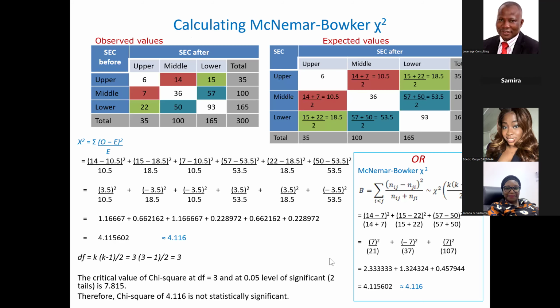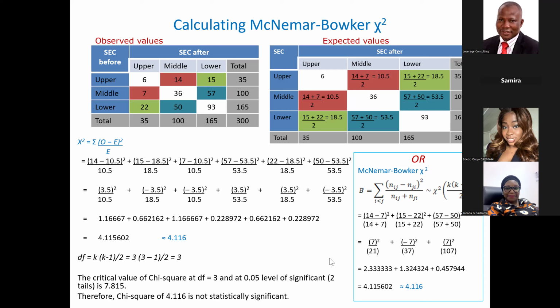Look at them. The first, and they are arranged in pair, 7 and 14. Can you see? For 14, it is upper before, middle after. 7 is middle before, upper after. So that is an interchange between upper and middle. The one in red, 7 and 14, is the interchange between upper and middle class.